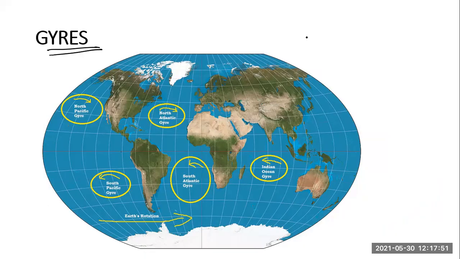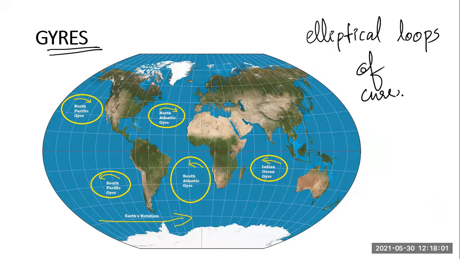They are elliptical loops of currents formed in the ocean basins.